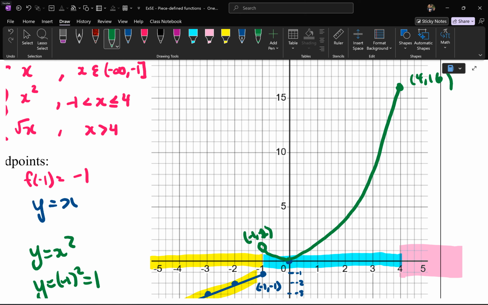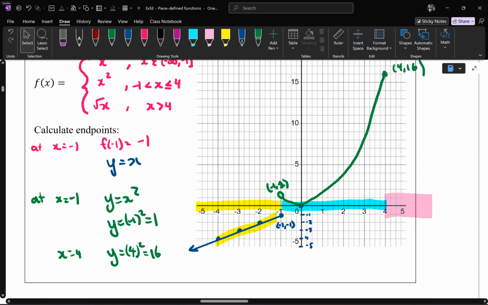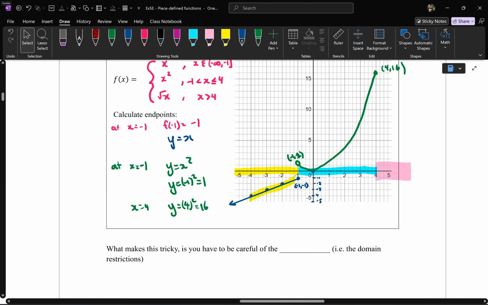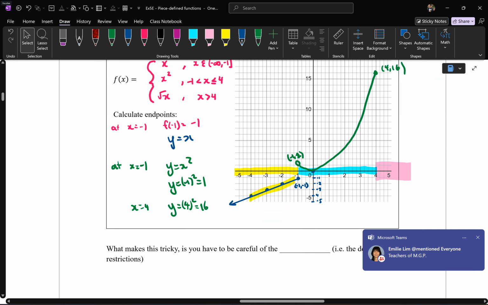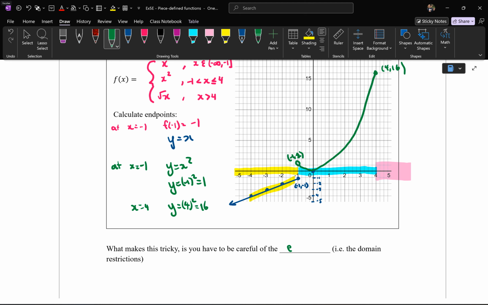Here it is okay to have a dot. So that's why in my notes on the bottom it says what makes this tricky is you have to be careful of the domain or the endpoints. So be careful when you're sketching these. They'll get tricky. Some of them are open, some of them are closed. You have to check your endpoints.